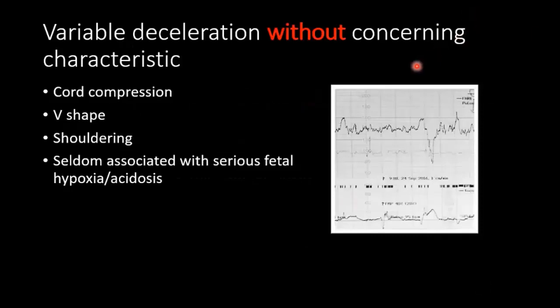So this is most likely non-sinister, just because of cord compression. This type of variable deceleration, you can see the V shape, okay? And these are the shouldering. So this is a V shape because it is abrupt and it recovers very fast. So it's seldom associated with serious fetal hypoxia or acidosis. So again, this arrow is the shouldering.